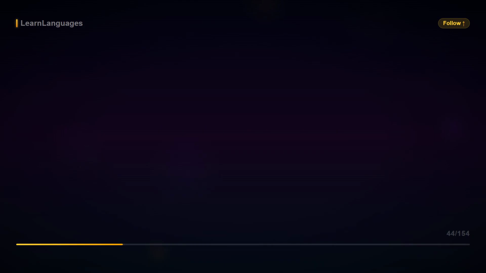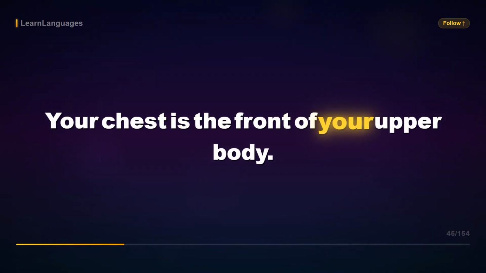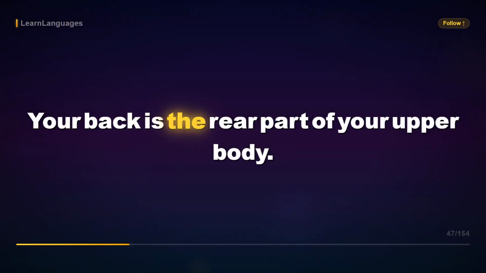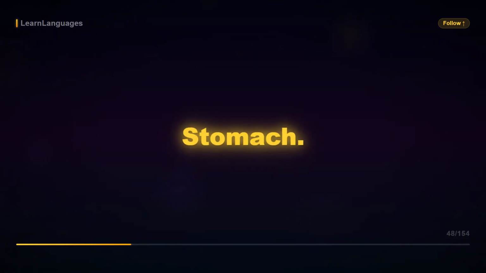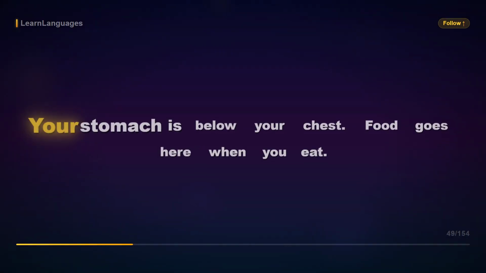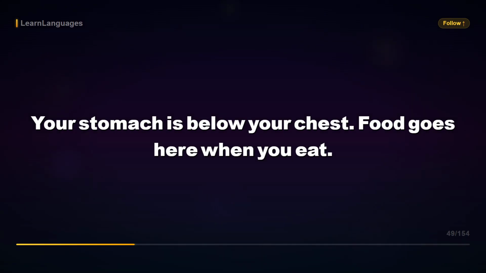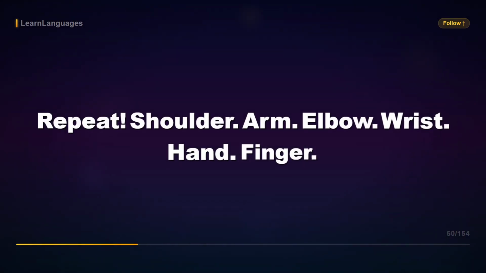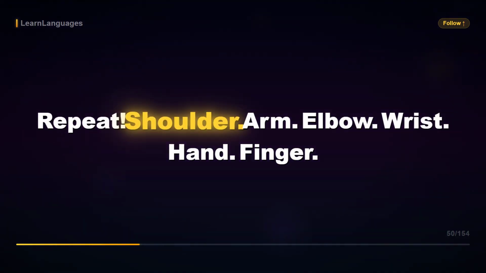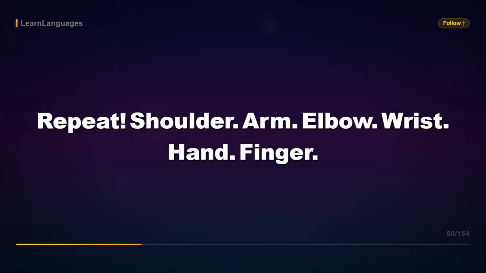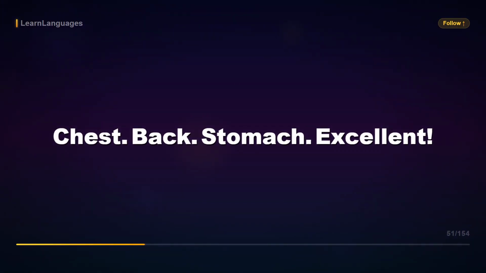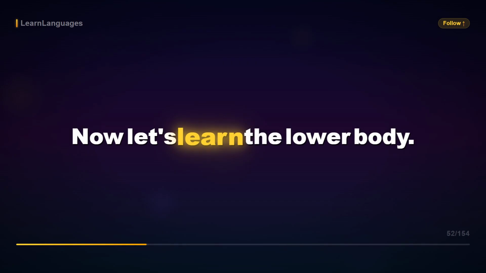Chest, chest. Your chest is the front of your upper body. Your heart is inside your chest. Back, back. Your back is the rear part of your upper body. Stomach, stomach. Your stomach is in the middle of your body, below your chest. This is where food goes when you eat. Let's repeat the upper body. Shoulder, arm, elbow, wrist, hand, finger, chest, stomach. Excellent. Now let's learn the lower body.